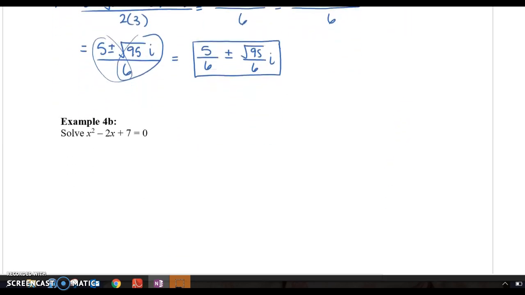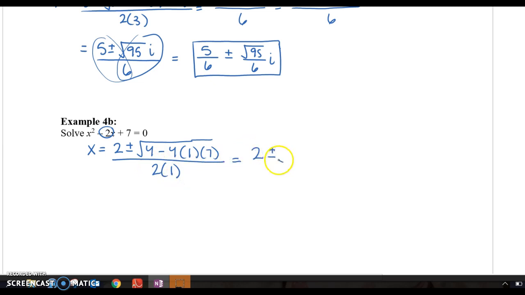Example 4b, it's already in standard form, so we're good there. So x equals the opposite of -2, which is 2, plus or minus the square root of b squared, so -2 squared, which is 4, minus 4 times 1 times 7, all over 2 times 1. Which is 2 plus or minus the square root of 4 minus 4 times 1 times 7, which is 28, so 4 minus 28 is -24, over 2.